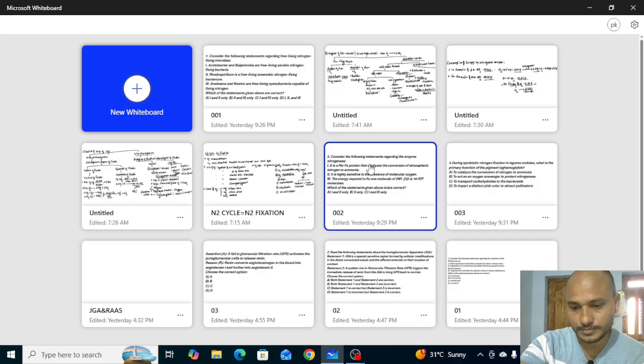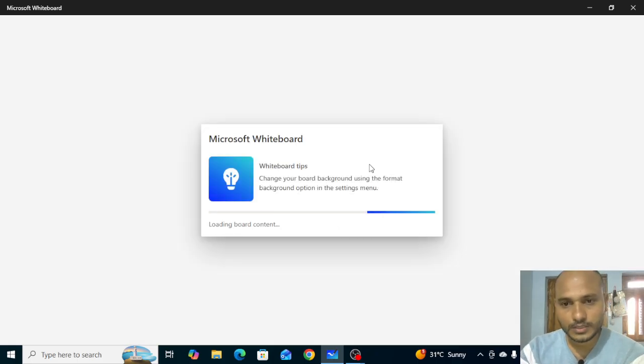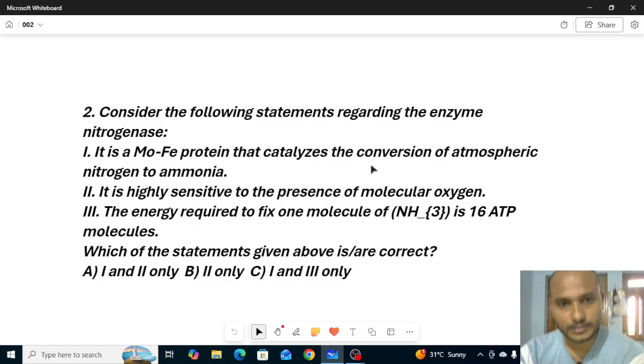Here we have the second question. Consider the following statements regarding the enzyme nitrogenase. Here also we have three statements. Select which of the statements given above is correct.